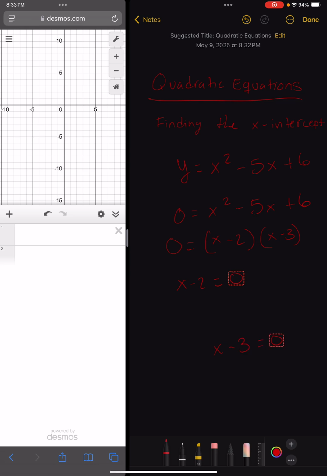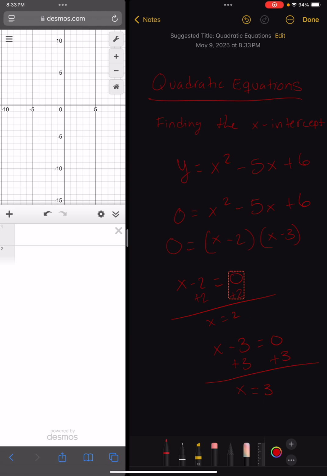And now these are our two equations for 0. We just have to solve for x. So plus 2, x equals 2, plus 3, x equals 3. Right, so my zeros, and I always tell my students, they have to be coordinates, right?